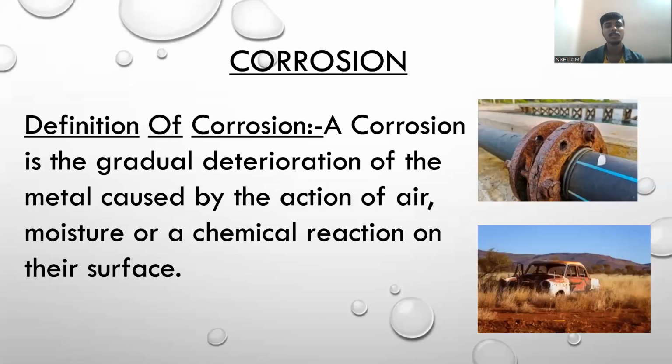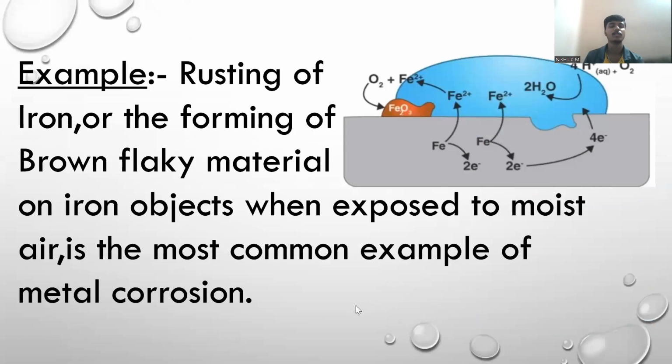Corrosion. Definition of corrosion: corrosion is the gradual deterioration of the metal caused by the action of air, moisture, or a chemical reaction on the surface. An example of corrosion is the rusting of iron, or the forming of brown flaky material on iron objects when exposed to moist air, which is the most common example of metal corrosion.